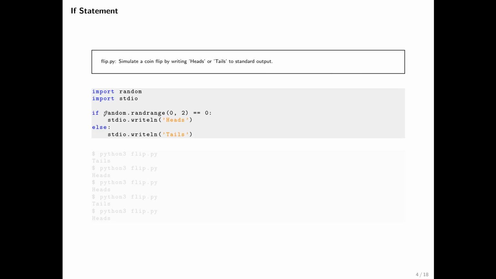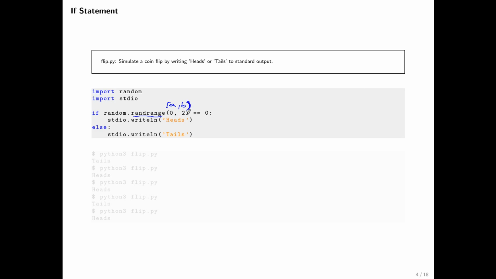So for the Boolean expression, for the if statement, what we have is what you see here. We make a call to the randrange function from the random module, giving it two numbers, 0 and 2. Now, if you recall, the way randrange works is it returns a random integer between a and b, where a is the first argument, in this case 0, and b is the second argument, in this case 2. But remember that a is inclusive whereas b is not inclusive.